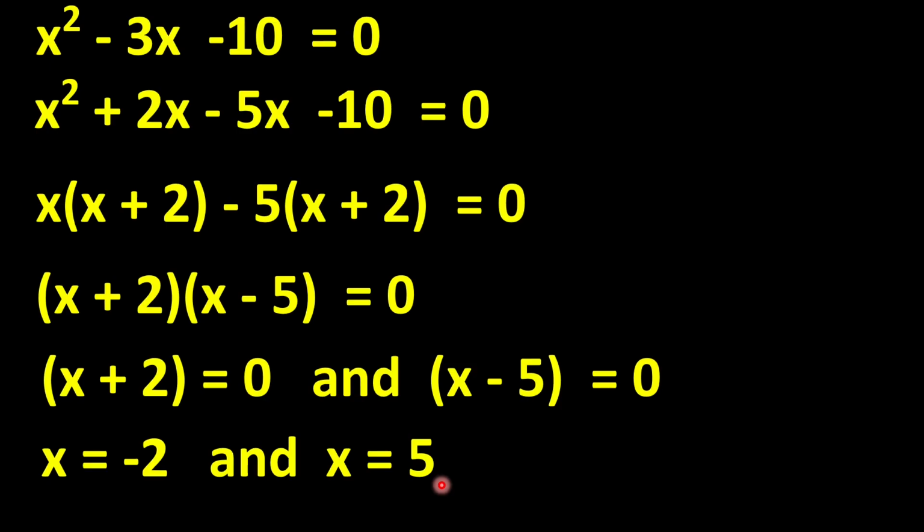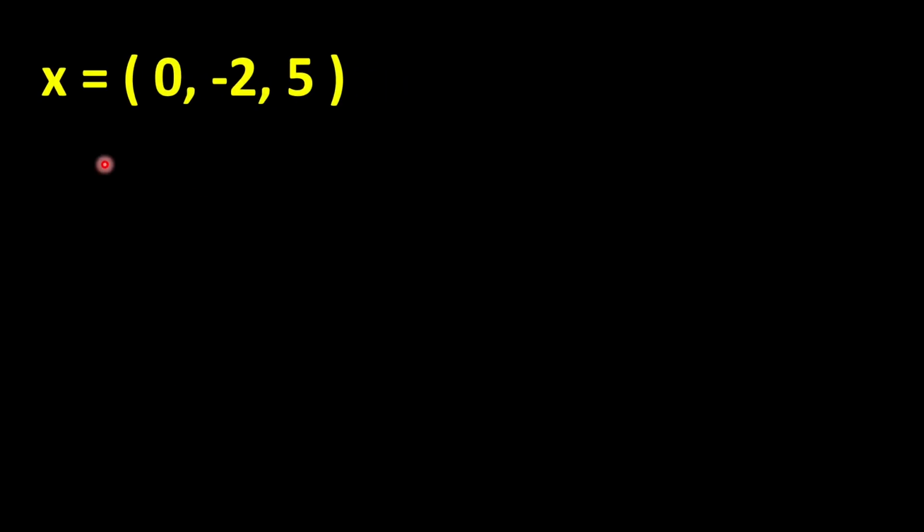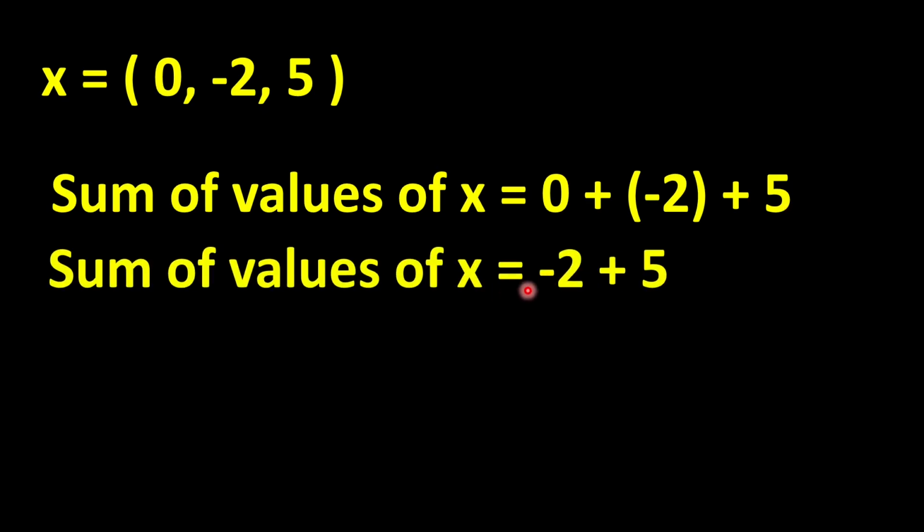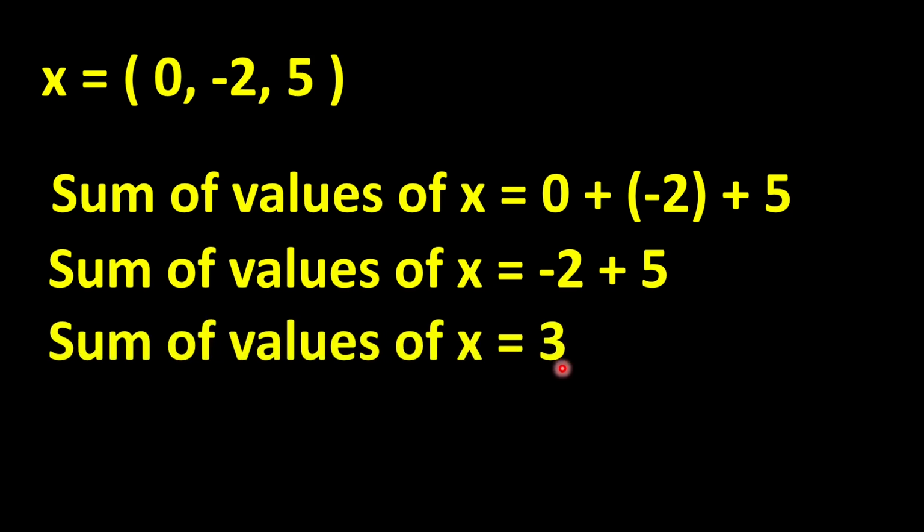So overall we have three values of x. First x = 0, which we found before, and now these two values. According to the question, the sum of the values of x is 0 plus −2 plus 5, which is −2 + 5, and −2 + 5 equals 3. So the sum of the values of x is 3.